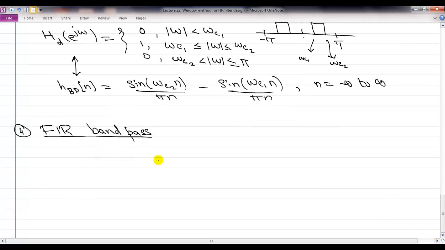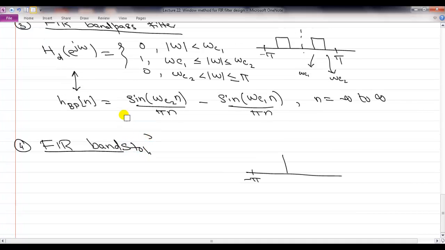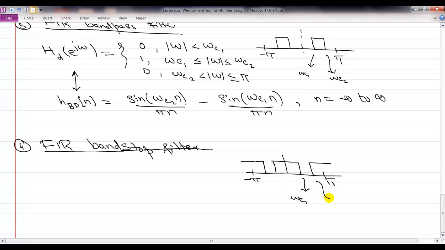So for the FIR bandpass filter, the main question is what is the frequency response? Your bandpass filter... band stop filter, and that is you just have one band where it is 0 and everywhere else it is non-zero. So it still has omega C1 and omega C2, but now it is going to block frequencies between these two ranges.